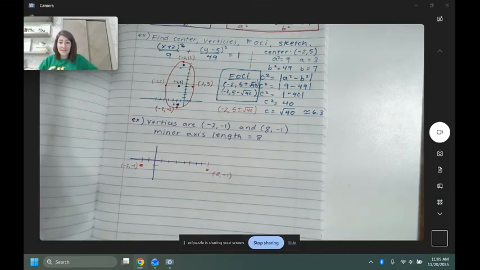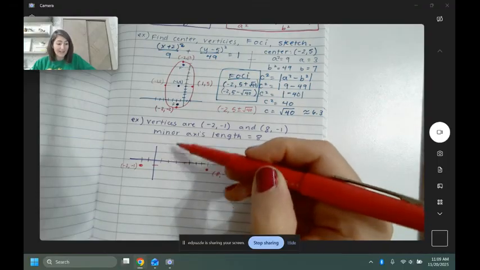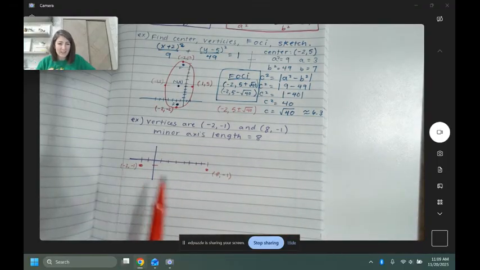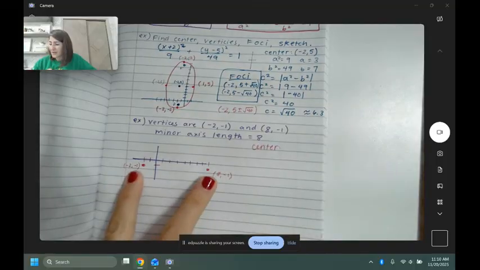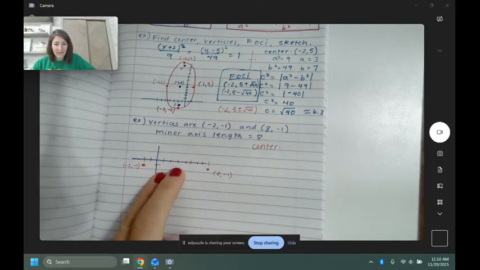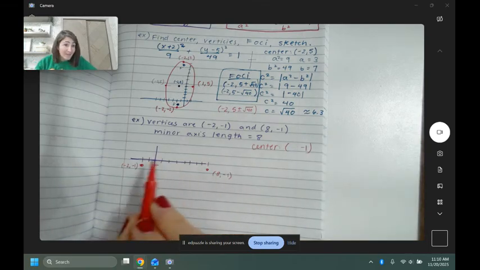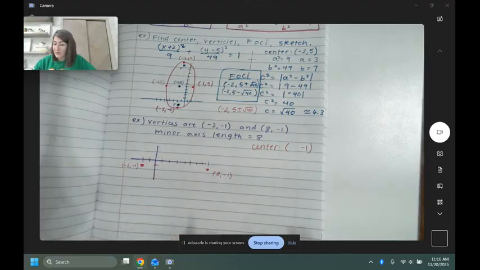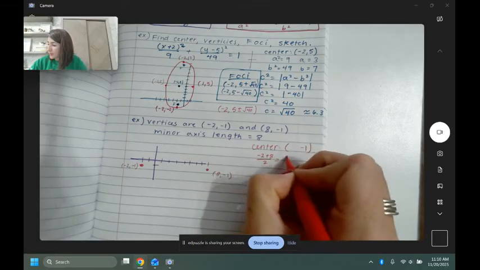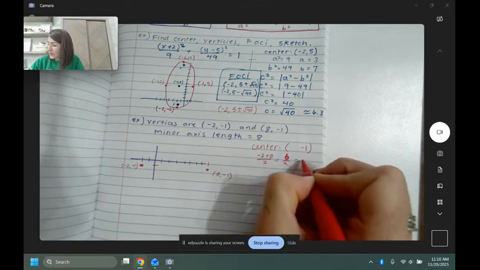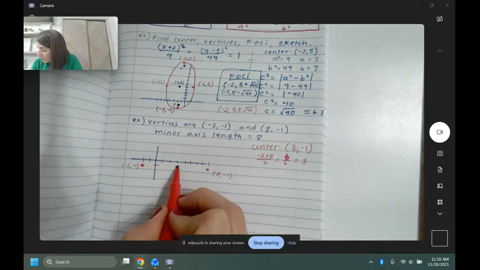And then the minor axis length is 8. So I know that it's going to be 8 tall. But I need to know where the center is. I need to know where the center point is first. The center is just going to be the midpoint, the middle between. It's going to be something, -1, right? Because it's going to be right on this line. In order to find the center, you can count to the middle if it's nice even numbers like that, or add them together, divide by 2. So 6 over 2 is 3. The center point is 3, -1.